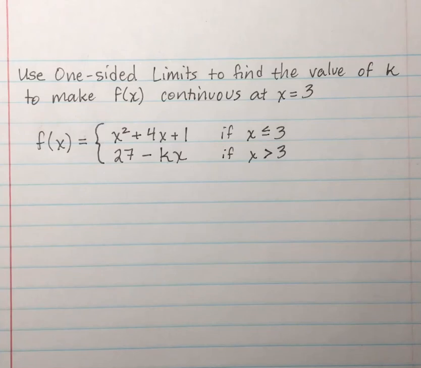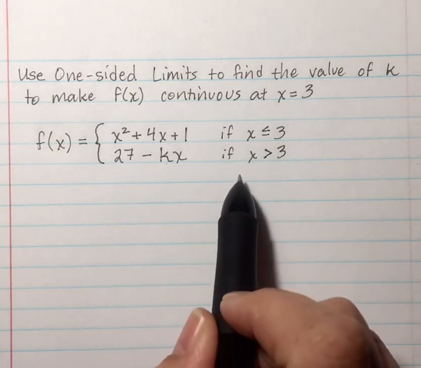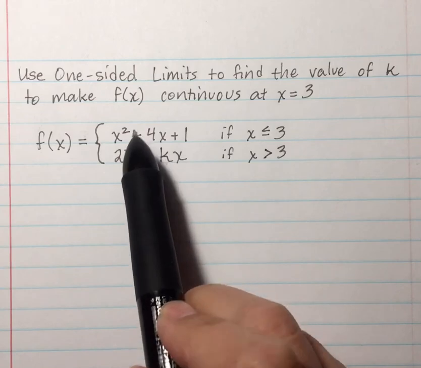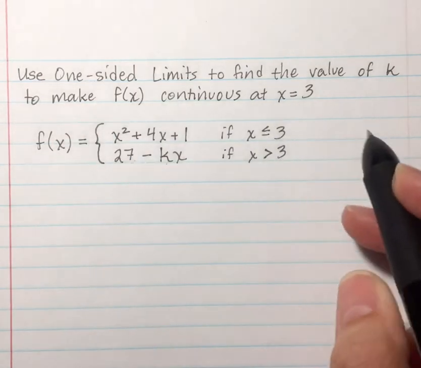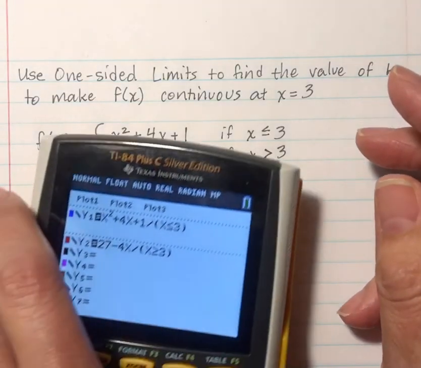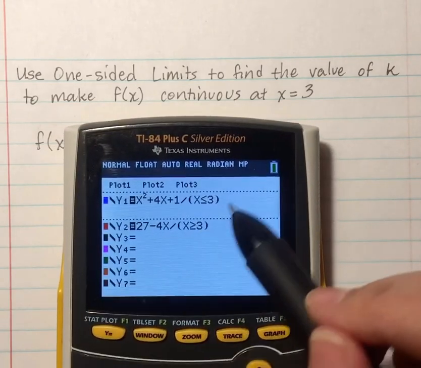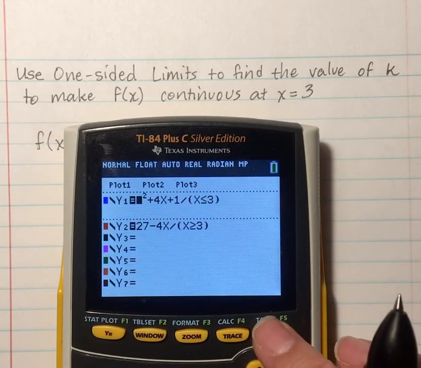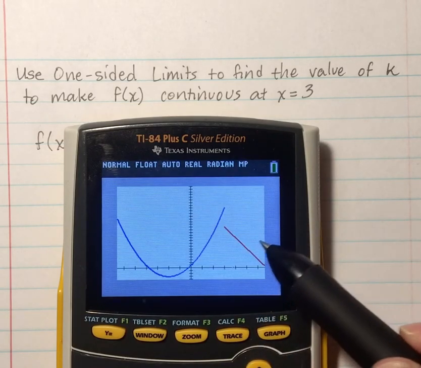Hey everyone, we are going to use one-sided limits to find the value of this k here to make f of x continuous at 3. What we have is a parabola and a line. Our goal is to make these two come together so that it's continuous at 3. Just to illustrate this, I randomly chose negative 4 for my k, and here's how it looks where it's not continuous.